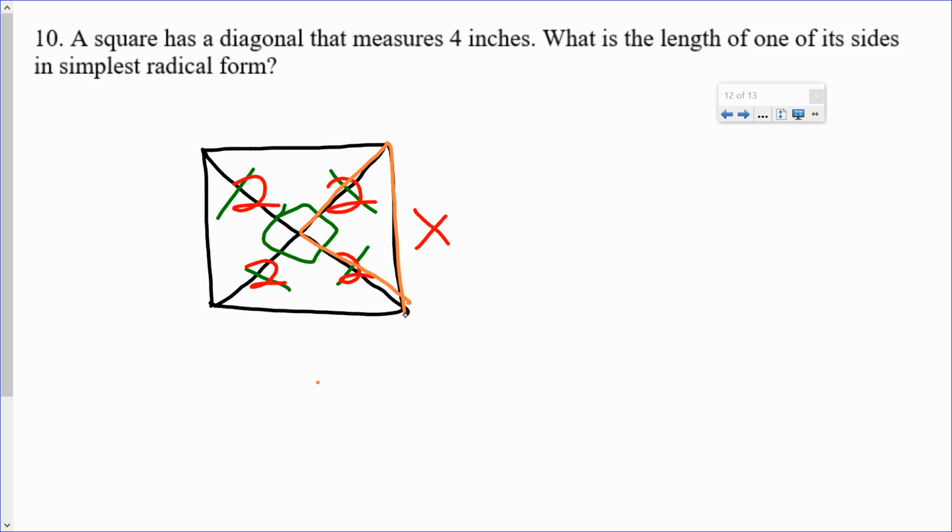I want you to try and finish the problem from here. Again, as a hint, once I have a right triangle and I have only sides involved, I do Pythagorean theorem. So please pause, finish the problem on your own, and then unpause.